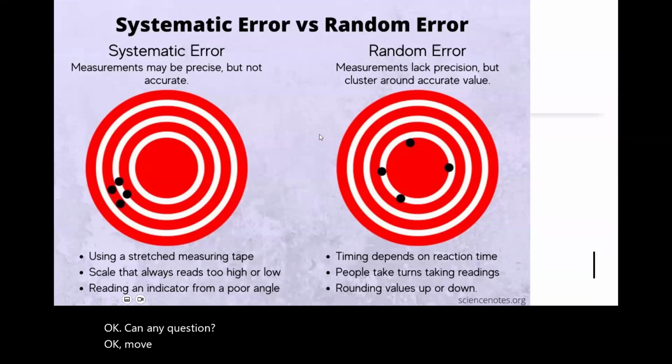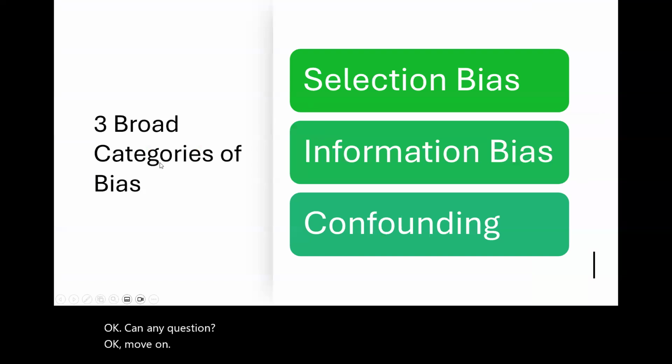Okay, move on. So there are three categories of bias. Instead of going through the details, let's talk about selection bias. What is selection bias?